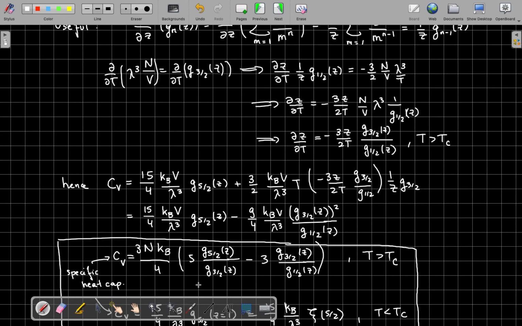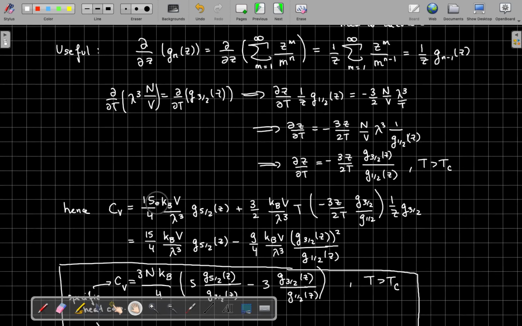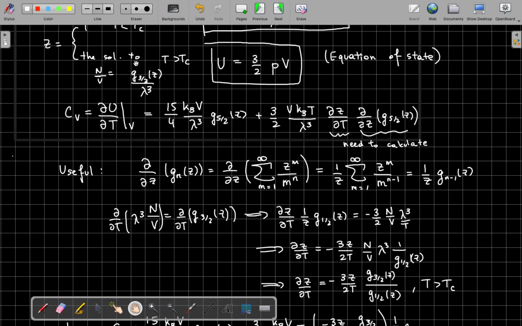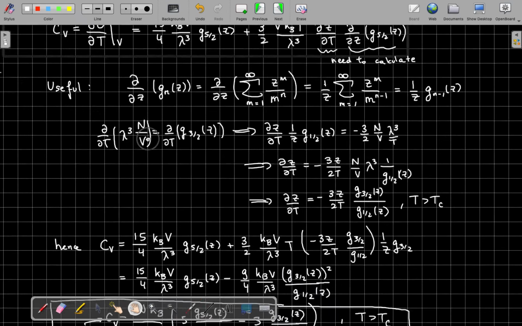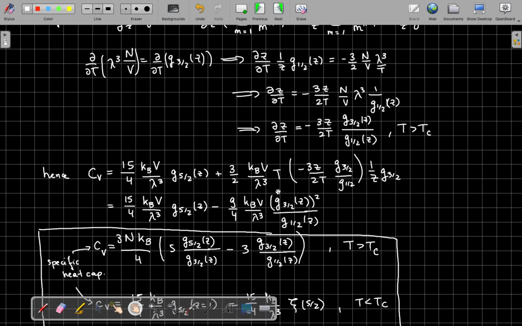Finally, because we're above the critical temperature, we can use this expression, substitute it here and here, and write C_V as 3N kB over 4 times 5 g 5 halves over g 3 halves minus 3 g 3 halves over g 1 half. And this holds, again, above the critical temperature. Okay, this is a nice expression.